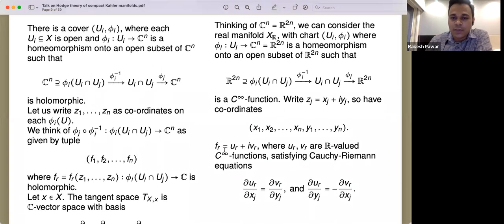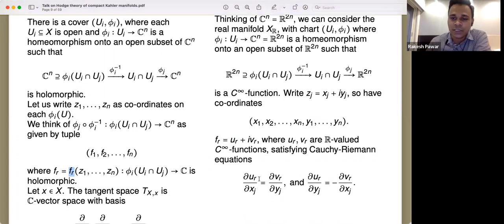So let's write down some functions. We write the real part and imaginary part. These are R valued functions which are C infinity, and these are not general, arbitrary R valued C infinity functions. Since these f_i's are holomorphic, this will force these f_R's to satisfy a particular set of differential equations called Cauchy-Riemann equations.